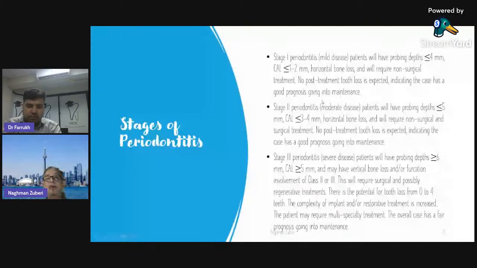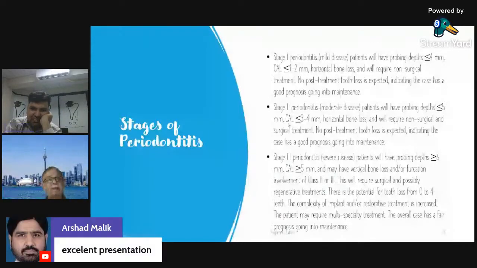Stage 2 periodontitis, moderate disease. Patients will have probing depths less than or up to 5 millimeter with a clinical attachment loss of up to 3 to 4 millimeter. Still, the bone loss will be horizontal bone loss and will require again non-surgical as well as surgical treatment. No post-treatment tooth loss is expected, indicating the case has a good prognosis when going into maintenance.